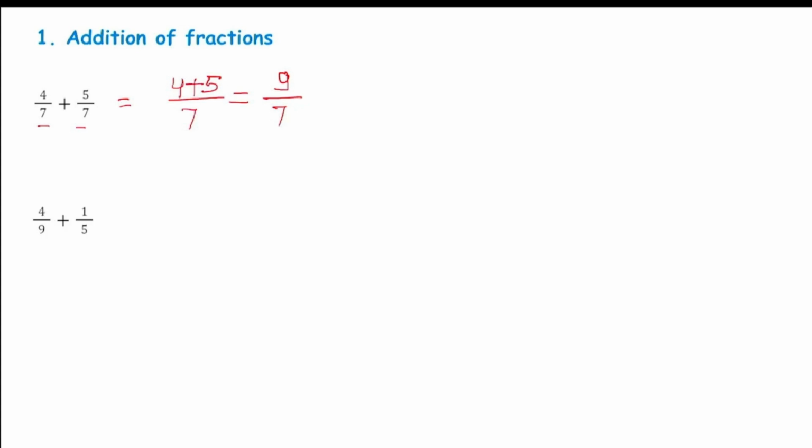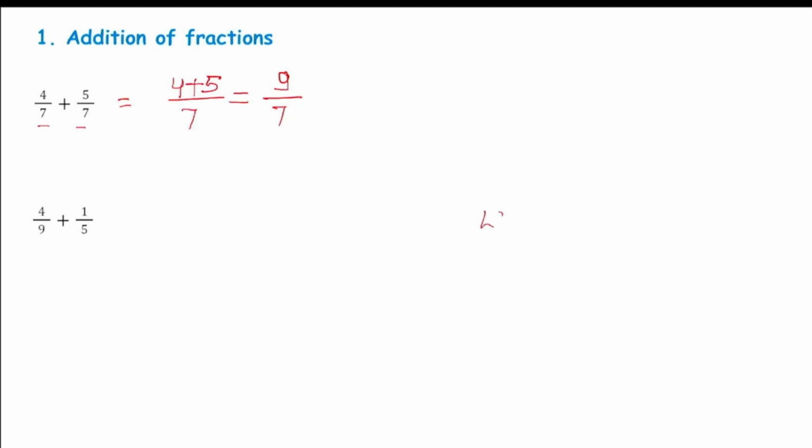Next is 4 over 9 plus 1 over 5. Here both the denominators are different, so we have to make them same first. To make the denominator same, we have to take the LCM of the denominators.